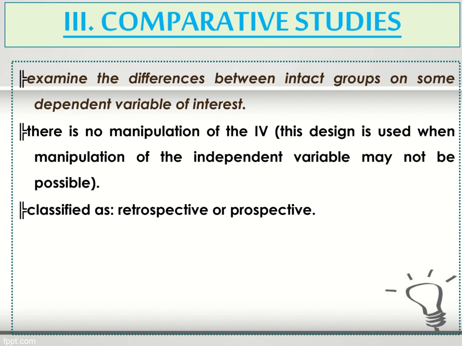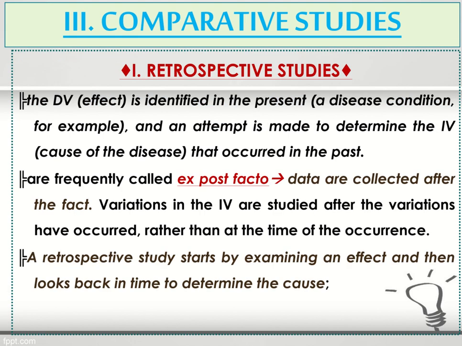So comparative studies are frequently classified as retrospective or prospective. So ito yung, again, a type of comparative studies. Retrospective studies, so the dependent variable or the effect is identified in the present. It could be a disease condition, for example, and an attempt is made to determine the independent variable, the cause of the disease that occurred in the past.